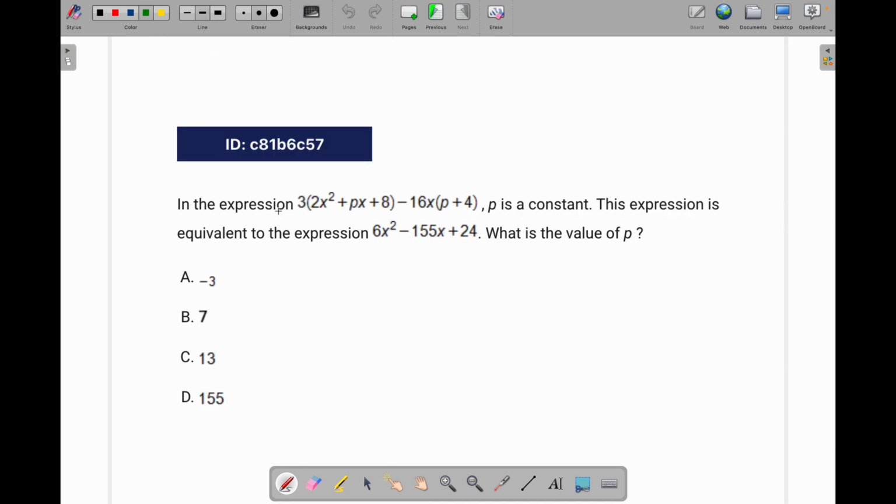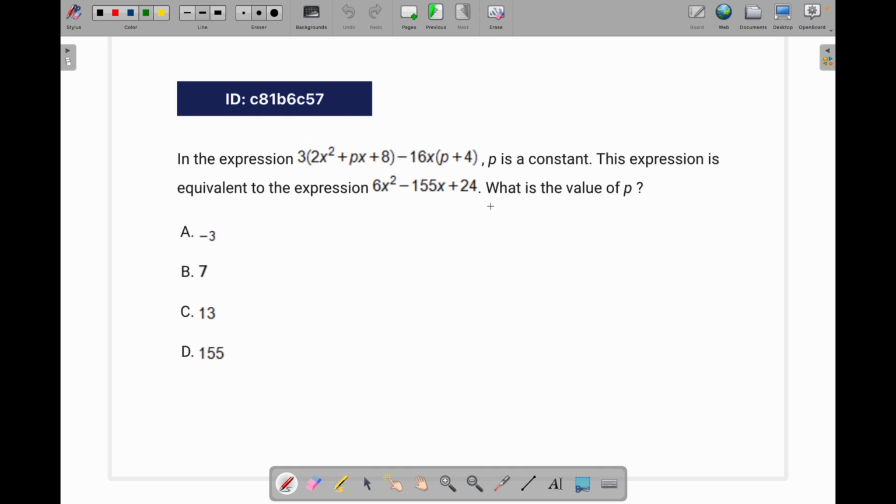These expressions, we're looking for the value of p. I'll give you all a second to go over this and hopefully come to an answer. Alright, after you pause and hopefully come to an answer, let's go over this. The first thing I immediately think of is simplification. I know it's repetitive, but let's simplify it. We can just distribute this 3, and we can distribute this negative 16x. Let's focus on this part first, though.